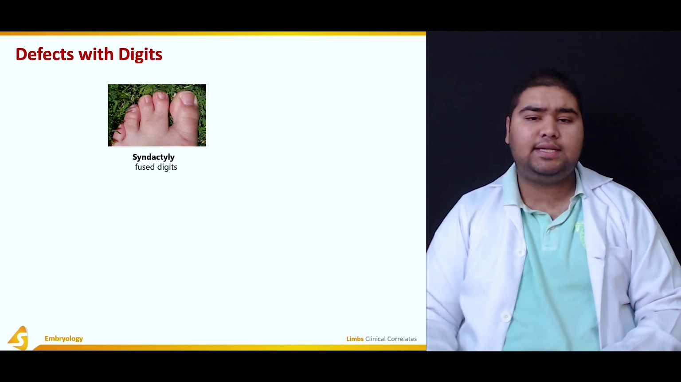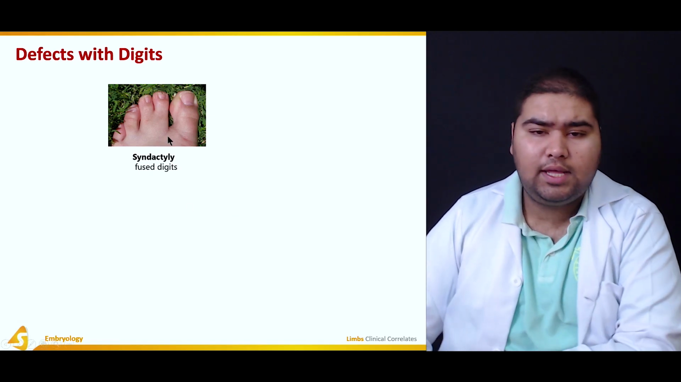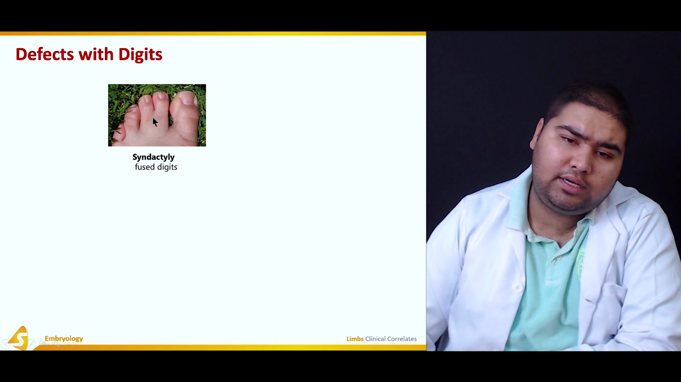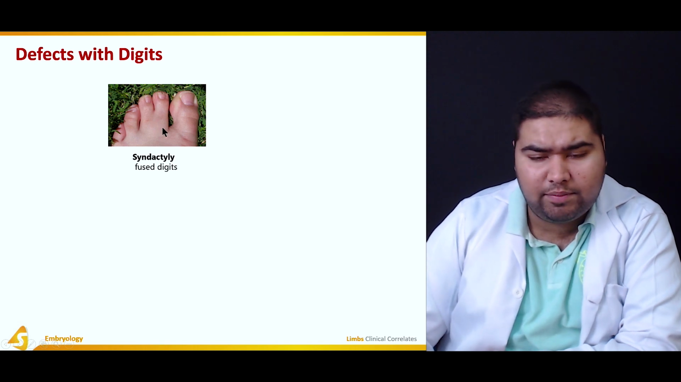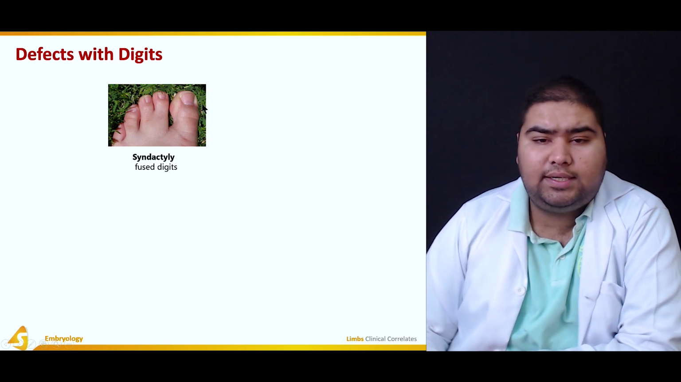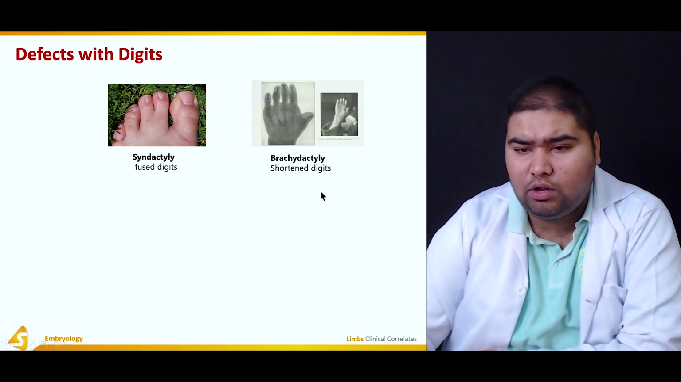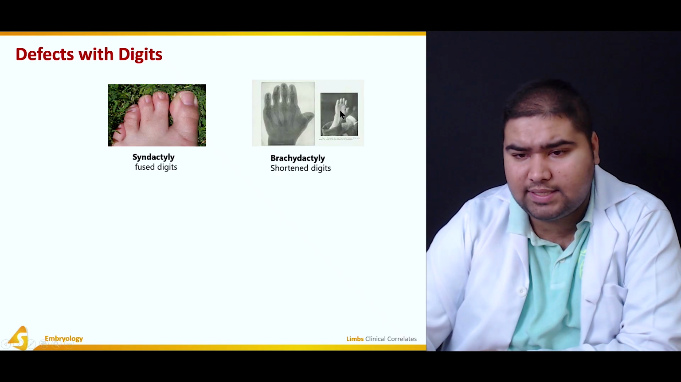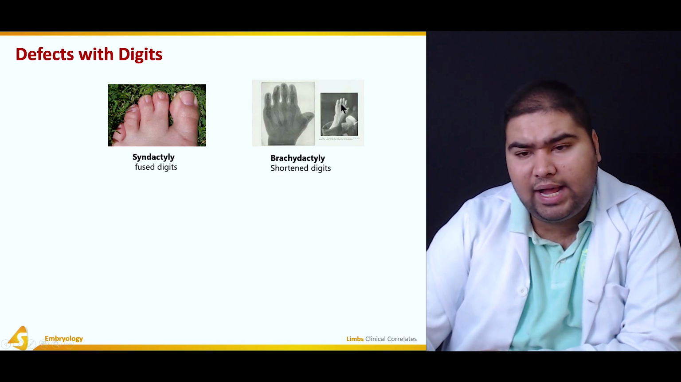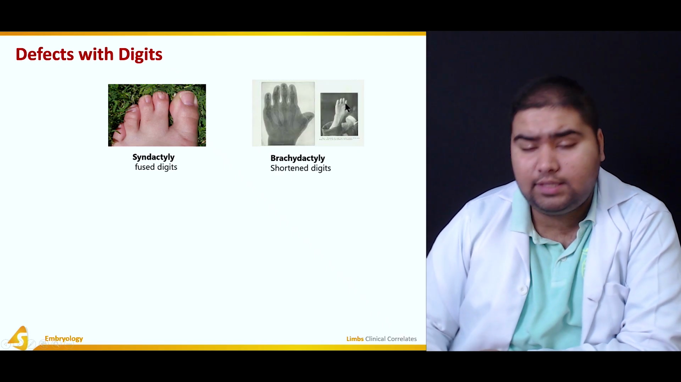So next we have digital defects. We have syndactyly, which is the fusing of digits. Here you can see the second toe and the third toe have been fused. There's webbing or fusing of the digits. Then we have brachydactyly. Brachy is small, so shortened digits. Here you can see an adult normal hand but with small digits.